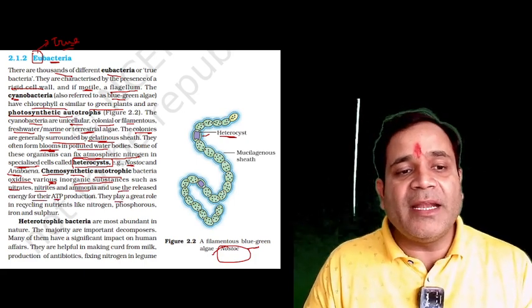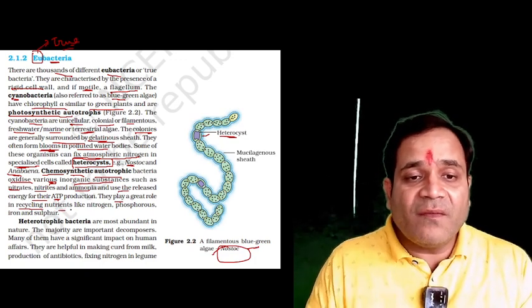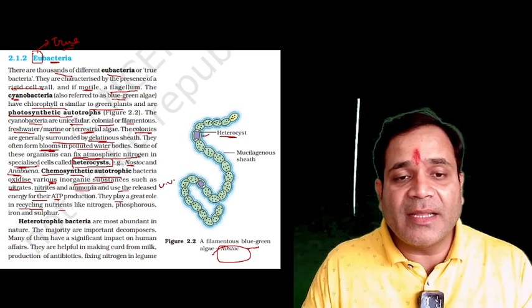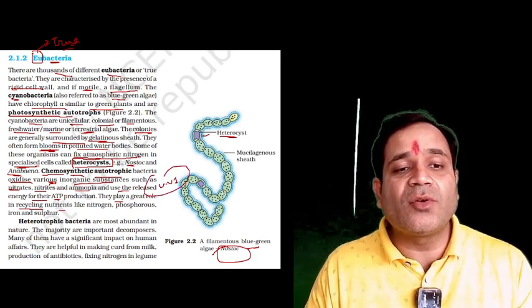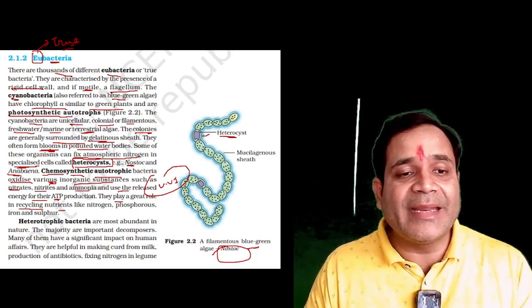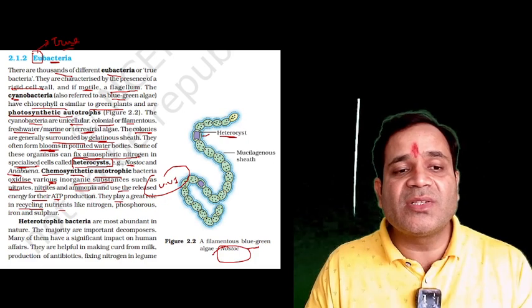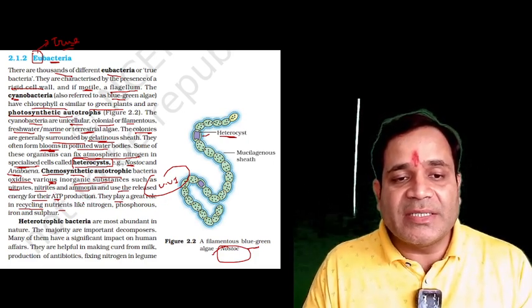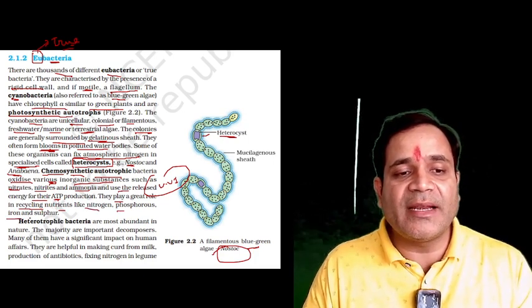They play a great role in recycling nutrients. Yes, this one is very important to know here, my dear. Which ones play a great role? Chemosynthetic autotrophic bacteria, which oxidize various inorganic substances, nitrates, nitrites, and ammonia, and use it to release energy. They also help in recycling nutrients like nitrogen, phosphorus, iron, and sulfur.